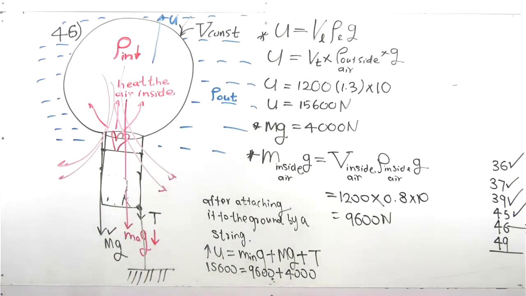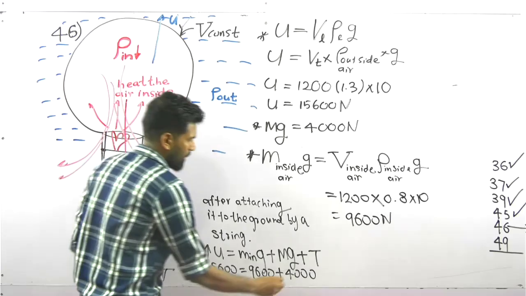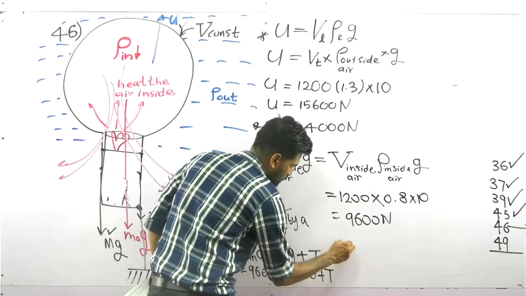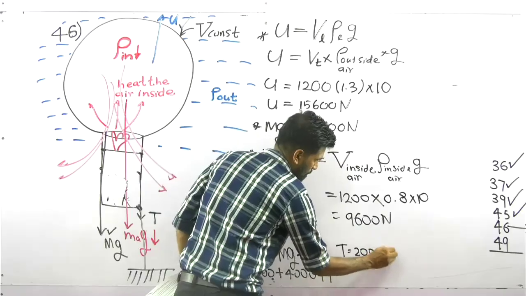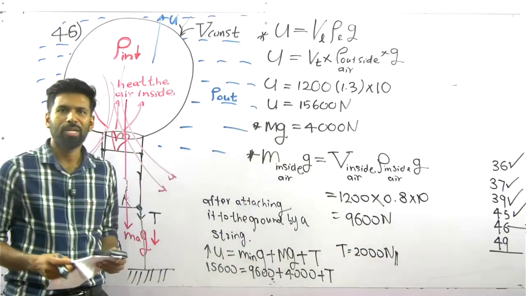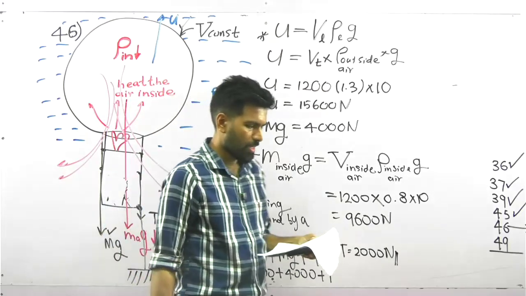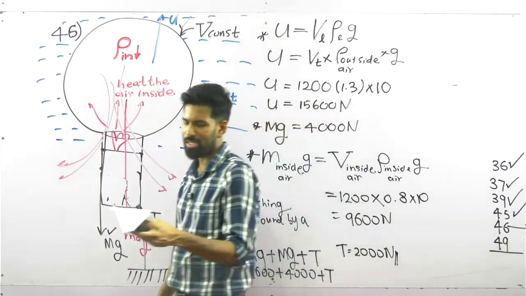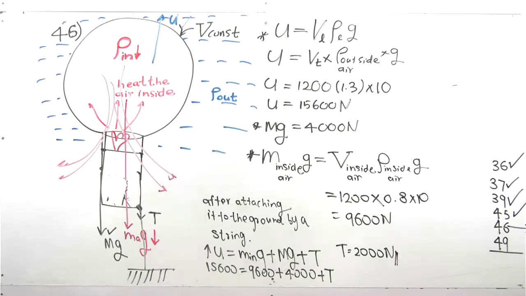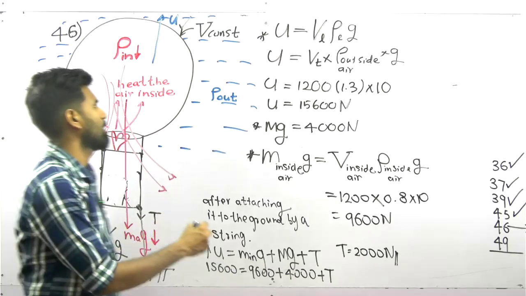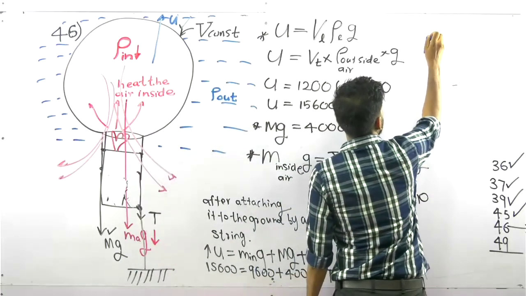So what is the case now? The tension is equal to 2000 newtons. Then, if the string is cut, find the acceleration that the balloon will move up. Now I will cut the string. Then what will happen? I'll apply F equals ma upward.